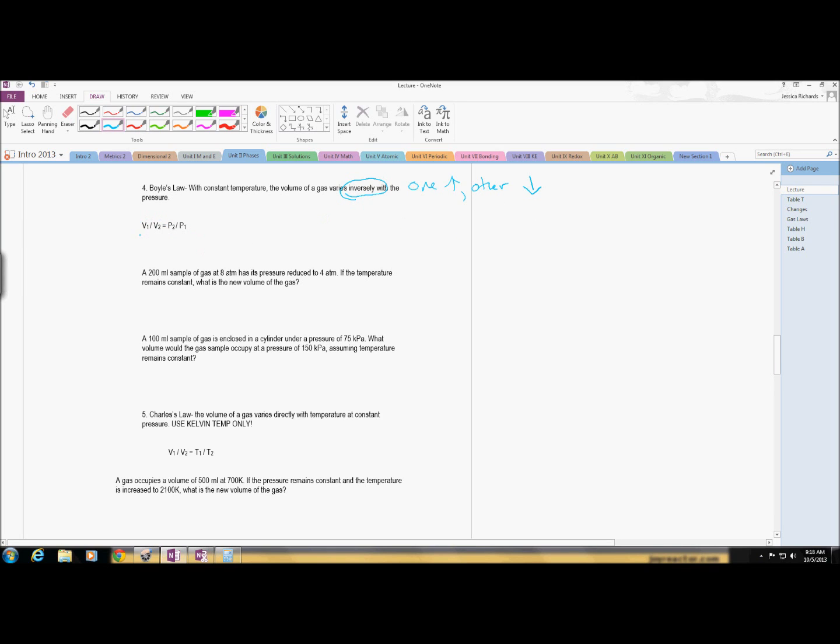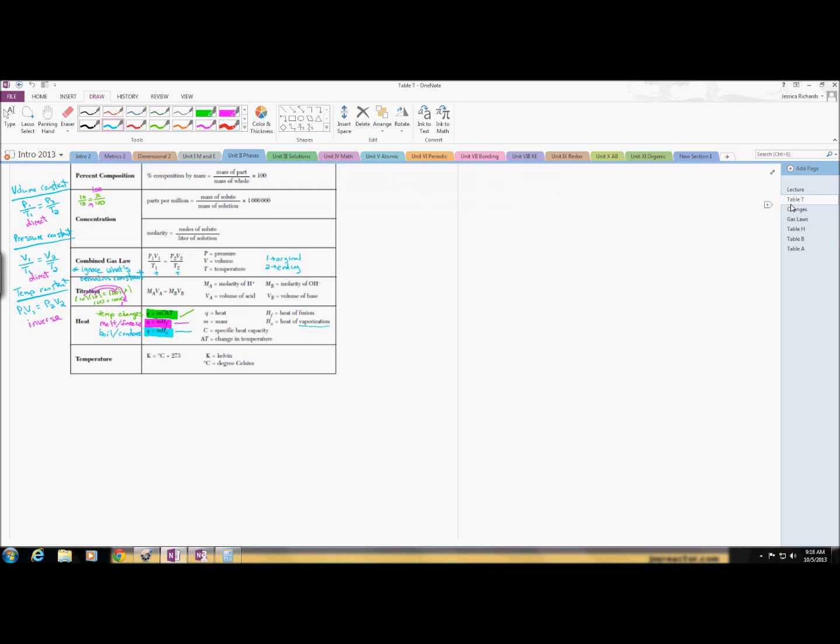If we look at the equation here, it's set up slightly different than when we looked at our reference table and we talked about the combined gas law. So let's go back to the combined gas law. And we said we were going to ignore what stayed constant. And so for Boyle's law, if temperature was constant, this is going to be Boyle's law right here, P1V1 equals P2V2. So you're multiplying. And there's an inverse relationship.